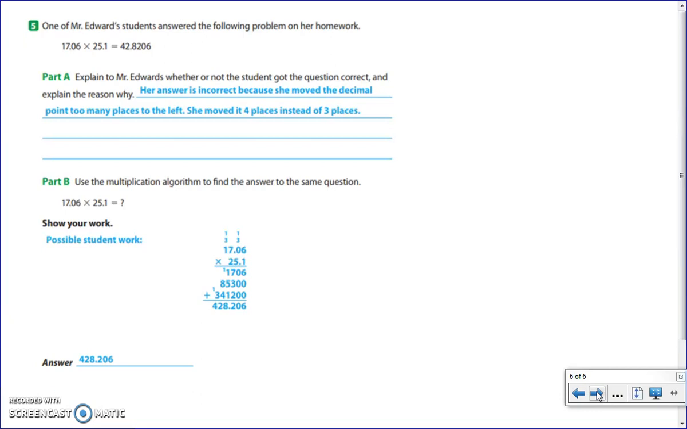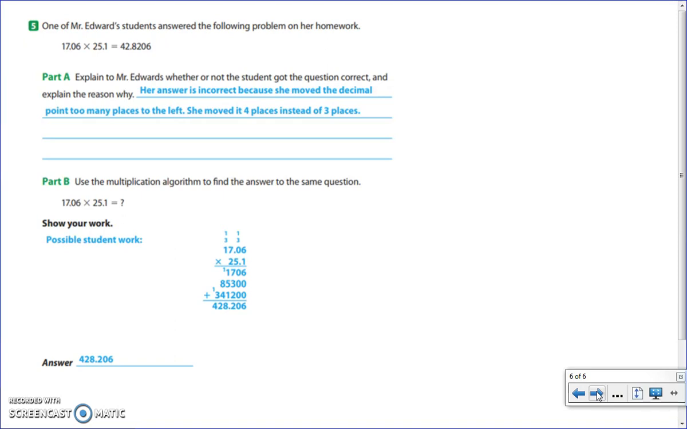Finally, it says that one of Mr. Edwards' students answered the following problem on her homework. 17.06 multiplied by 25.1 equals 42.8206. Explain to Mr. Edwards whether or not the student got the question correct and explain why. So then it says to show your work. So I can work this one out if you would like, and I'll point out all the mistakes that I see students make sometimes.